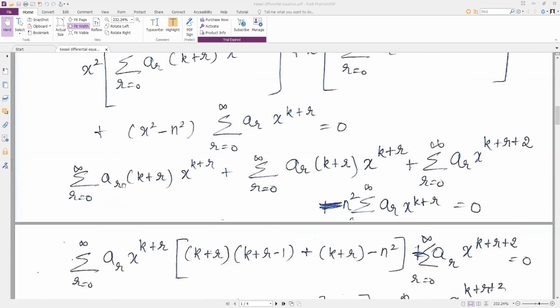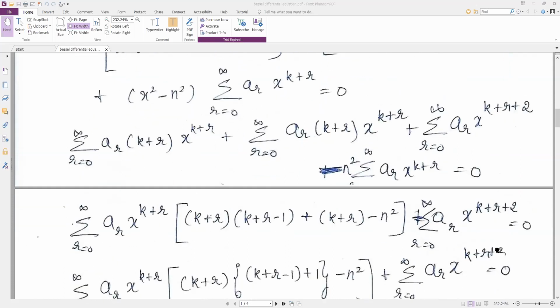Here what did we get? k plus r. Then here also k plus r. Correct? k plus r. Then here minus n square. Then plus one more term is there. Which is the one more term? Summation r equal to 0 to infinity a_r x to the power k plus r plus 2. Okay, k plus r plus 2.